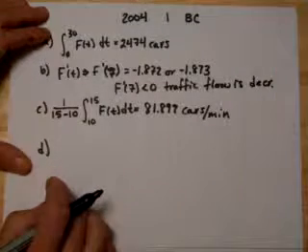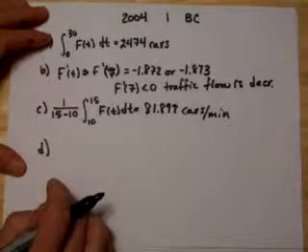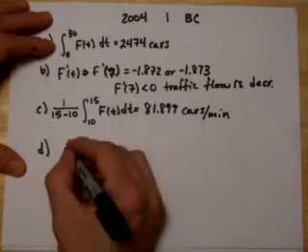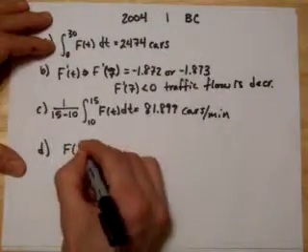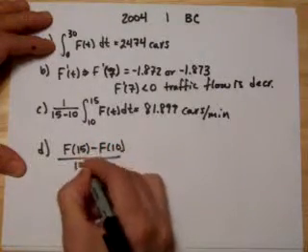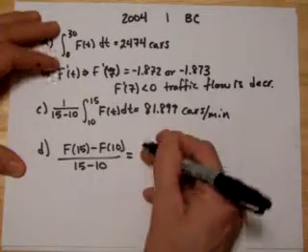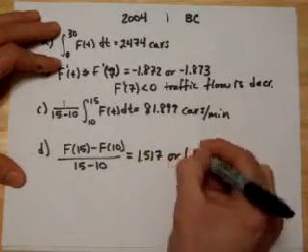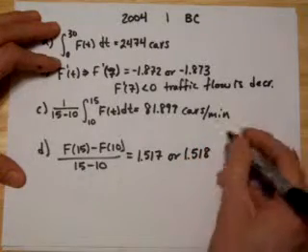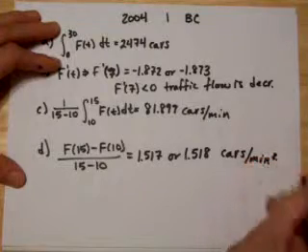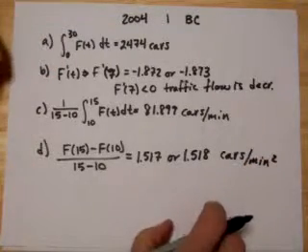D says, what is the average rate of change? Average rate of change is average slope of the function from 10 to 15, and so that would be f of 15 minus f of 10 over 15 minus 10, which is 1.517 or 1.518, and that's going to be in cars per minute squared because it's the rate that the rate is changing.